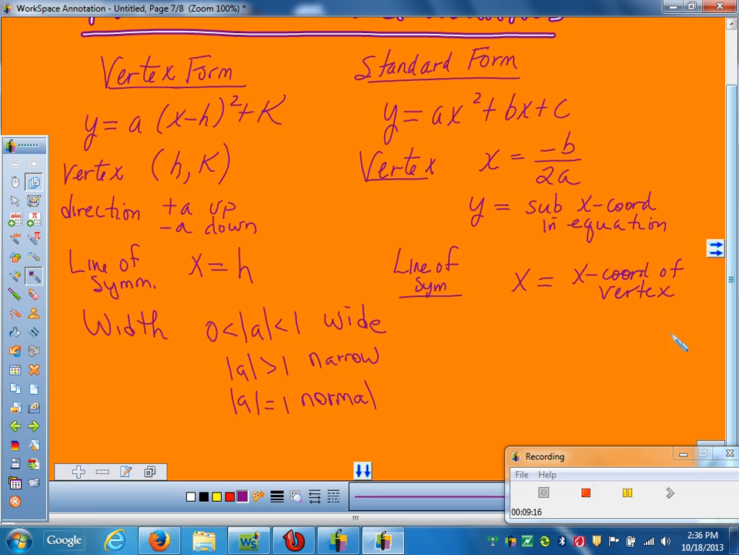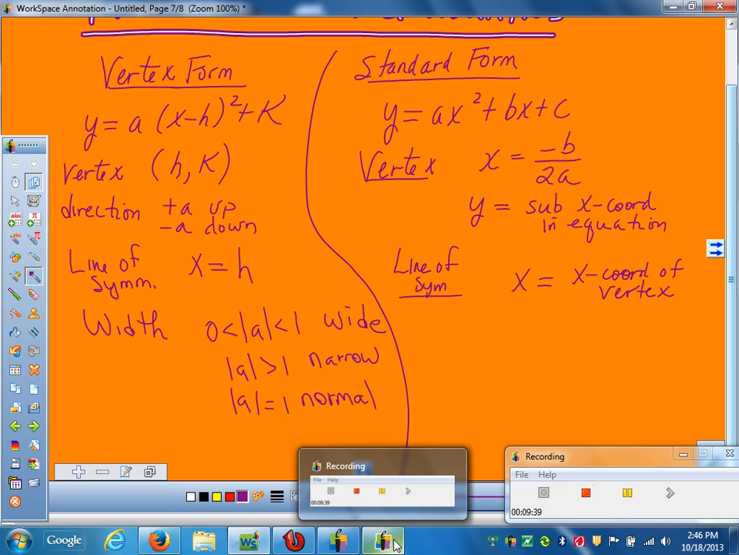Is the width going to change? You can still look at a, the front number, to decide whether it's going to be wide, narrow, or normal. So the only thing you really have to do differently, whether you have vertex form or standard form, is remember negative b over 2a. The rest of it pretty much follows exactly the same. So that's the good news.